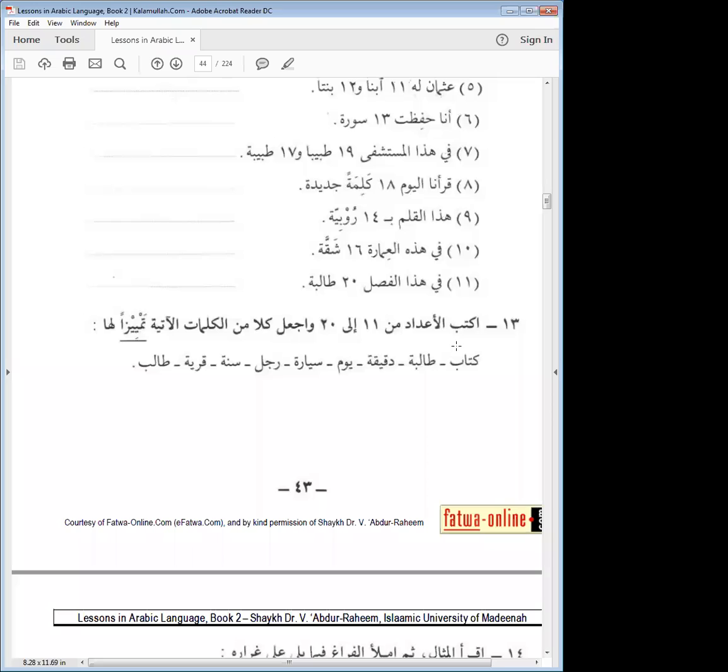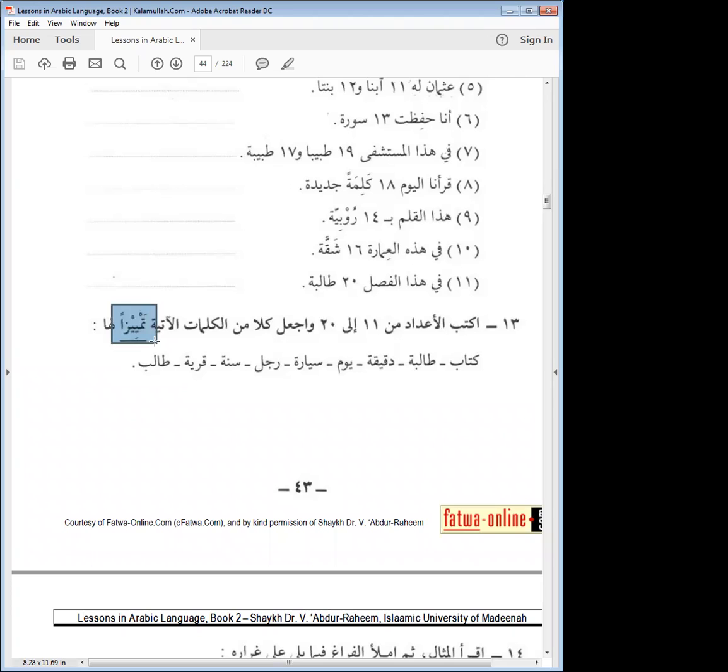اكتب الأعداد من 11 إلى 20 واجعل كلا من الكلمات الآتية تمييزا لها. Right. So they say write numbers from 11 to 20, making all of the following words the ma'dud, or the thing which is counted. Here they use the tamiz.